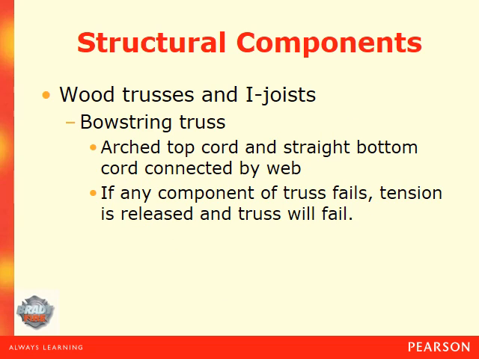Another type of truss out there is a bowstring truss, and this is used to span large open areas. It kind of looks like a bow, as the name implies. It has an arched top cord and a straight bottom cord connected by a web of interlacing connections. If any components of the truss fail, tension is released and the truss will fail. So in a warehouse, if you have product burning underneath the truss and there's no fire protection, and it burns a hole in part of the truss, the entire ceiling will collapse. And that's one of the problems with this bowstring truss design, and there are some great pictures in your text.